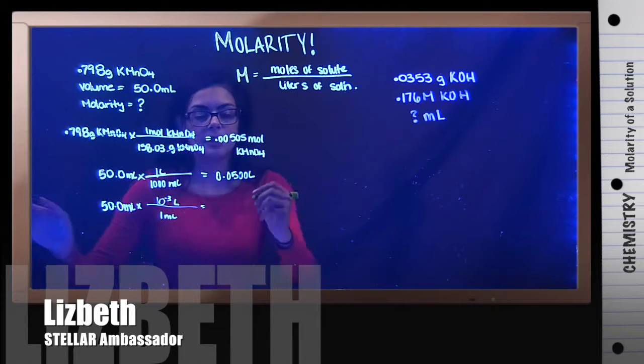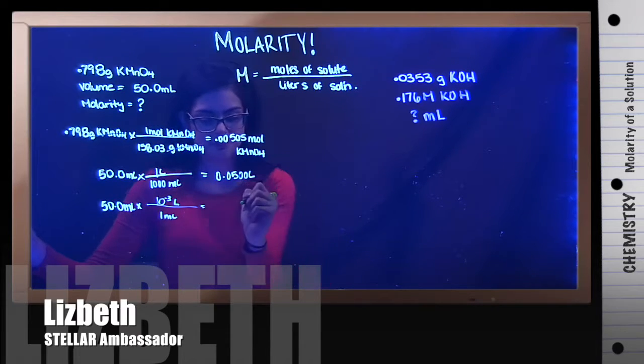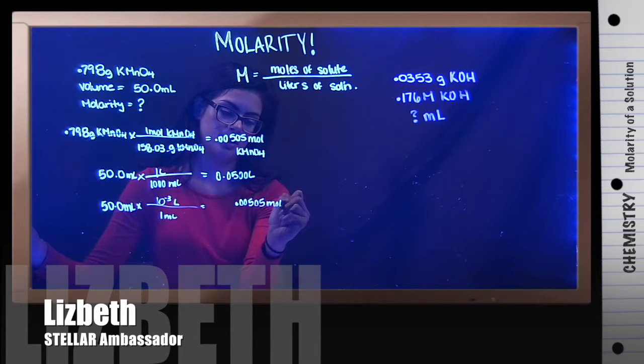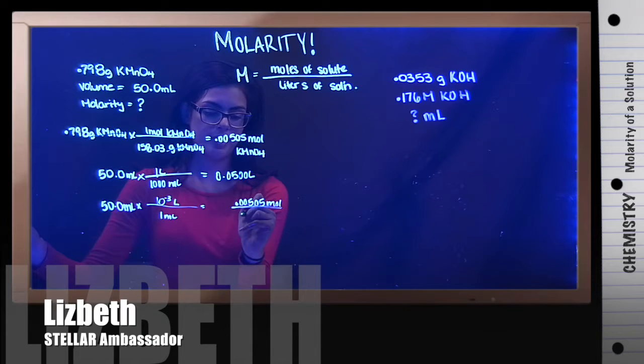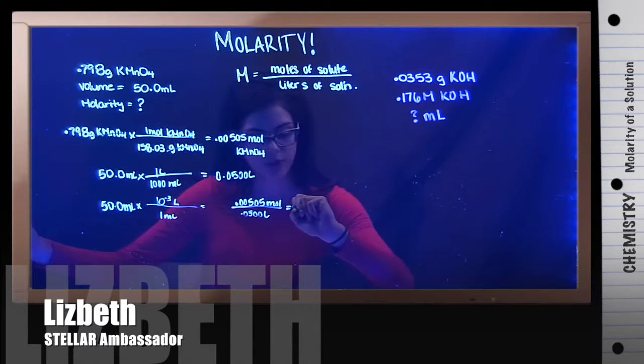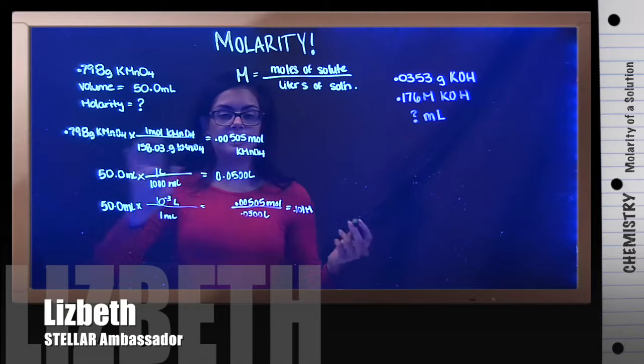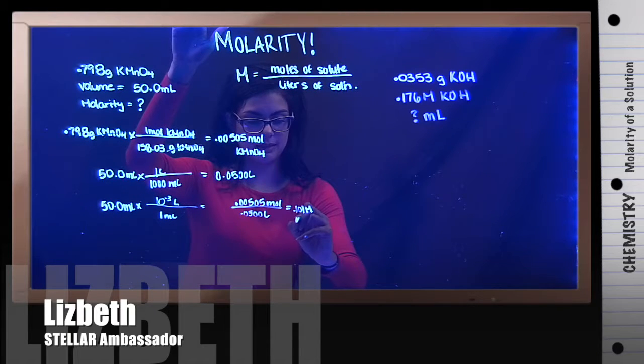Alright, so now that I have moles and I have liters, I can just divide the two and then we're done. So I'm going to go ahead and divide 0.00505 moles by the 0.0500 liters, and that gave me 0.101, and that's going to be of potassium permanganate.